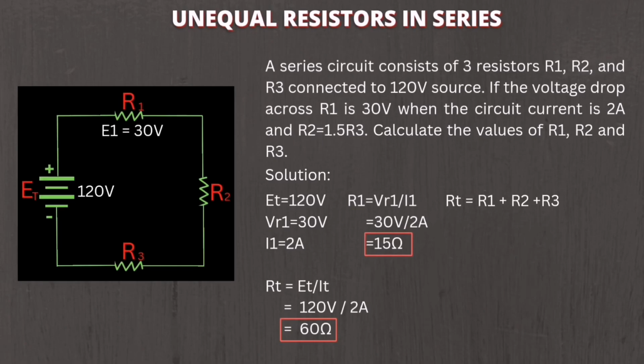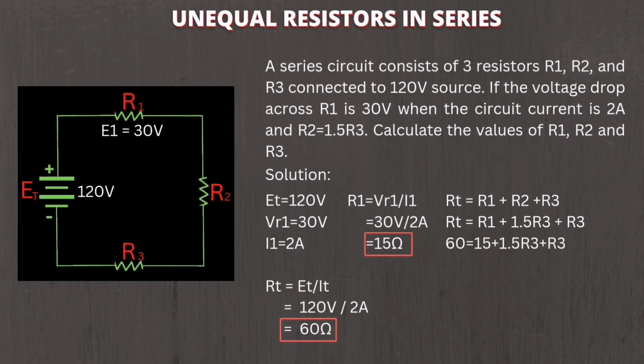So now solving R3, since R2 is equal to 1.5 of R3, we have R total is equal to R1 plus R2 plus R3. Then substituting the value of R2, which is 1.5 R3, we will have R total is equal to R1 plus 1.5 R3 plus R3.